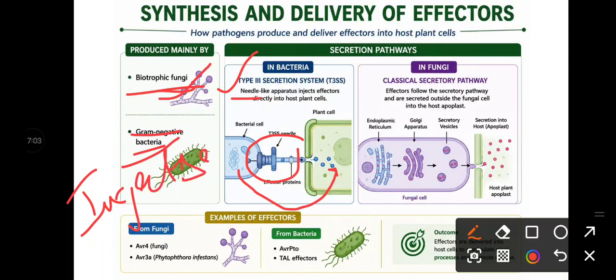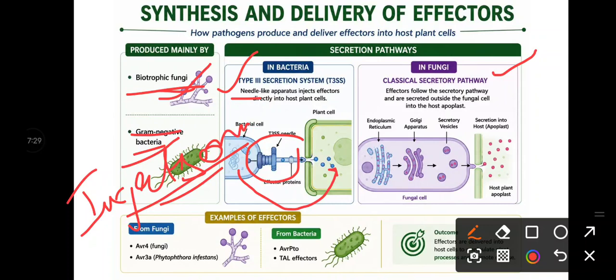Okay, type 3 secretion system, injectosome. This is found in gram-negative bacteria. So directly from the cytoplasm of the pathogen to the cytoplasm of the host cell, the effector protein will be secreted. Next, in fungi, the classical secretory pathway is followed.